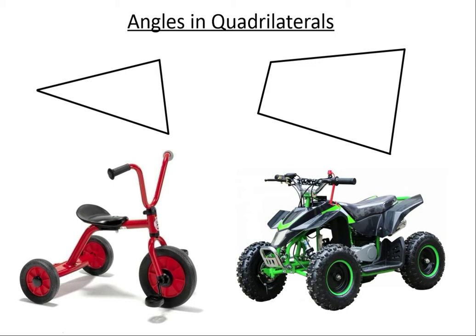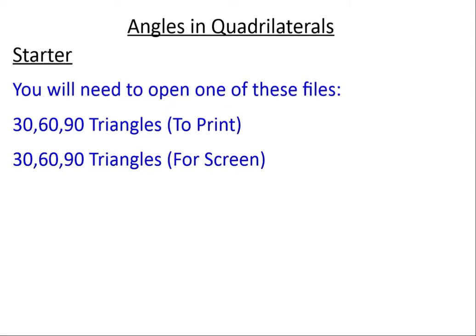Now for our starter activity, you're going to need to open one of these 2 files. Attached to the Show My Homework post today, you'll find one called 30, 60, 90 triangles to print, and that's the one that you're going to use if you have a printer. And if you don't have a printer and you're working on screen, you're going to need to be on a computer to open and work with the Word document 30, 60, 90 triangles for screen.